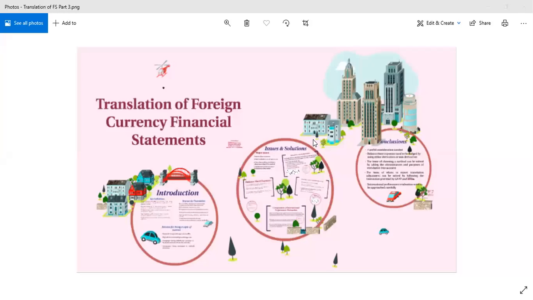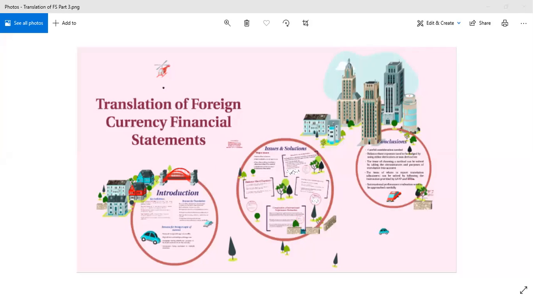Good day to all. This is the third part of translation of foreign currency financial statements. And our focus will be, if we can recall, a type of hedging that wasn't discussed in accounting for foreign currency transactions. And this was about hedging in a net investment or foreign operation.